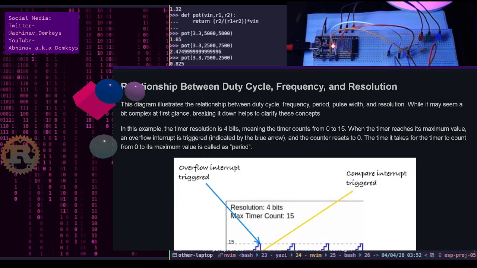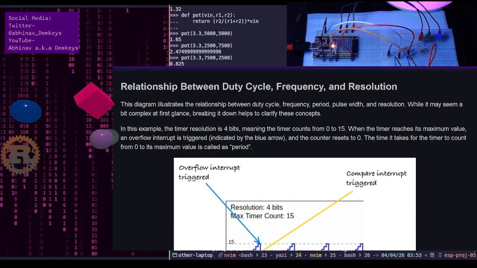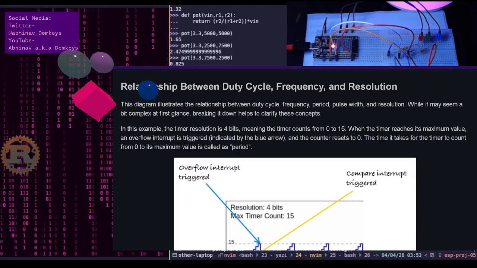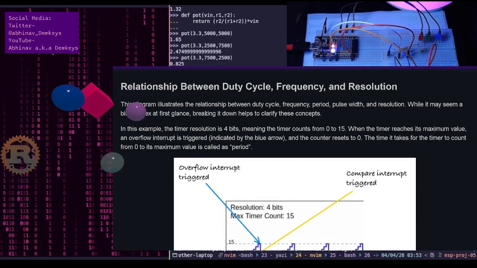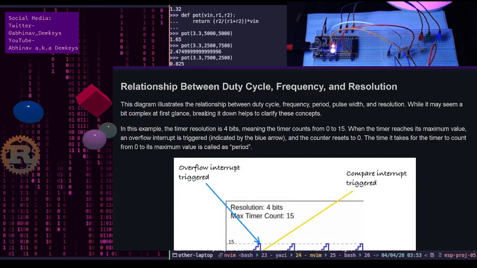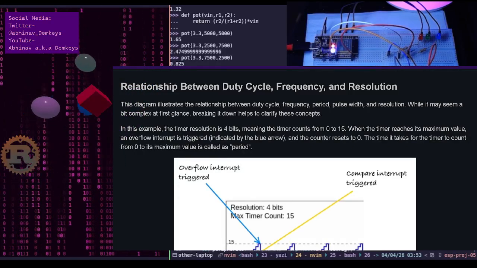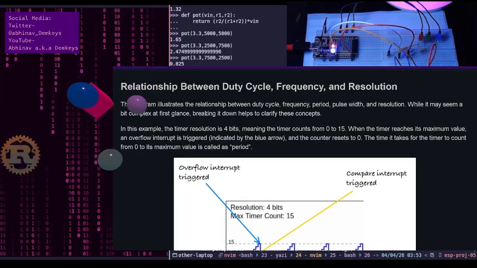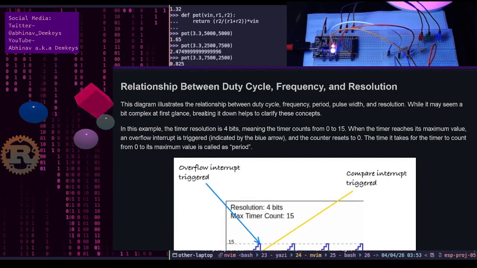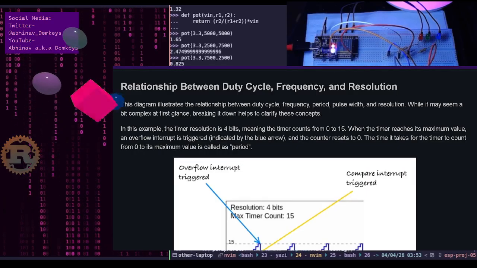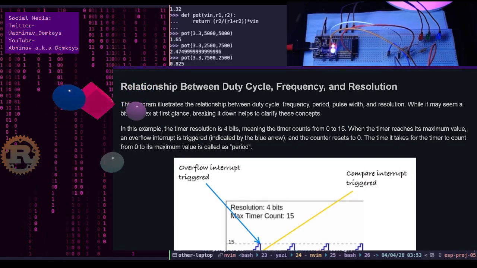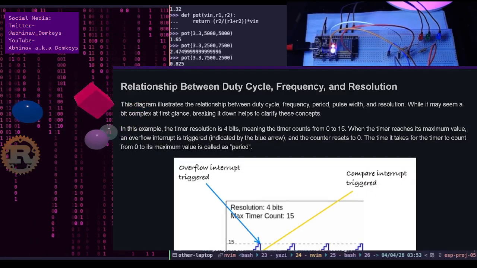So the resolution is what controls the number of steps. And so the resolution determines how accurate we can be timing wise. I hope I'm right about that. Let's see. This diagram illustrates the relationship between duty cycle, frequency, period, pulse width, and resolution.